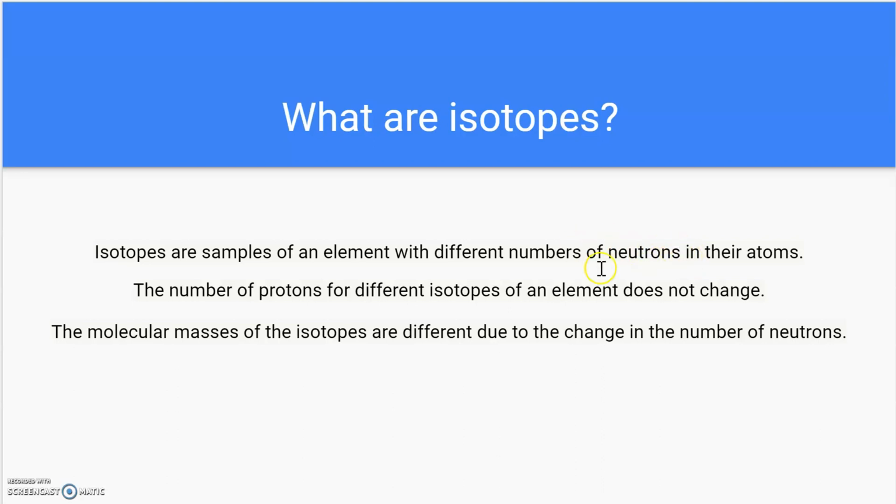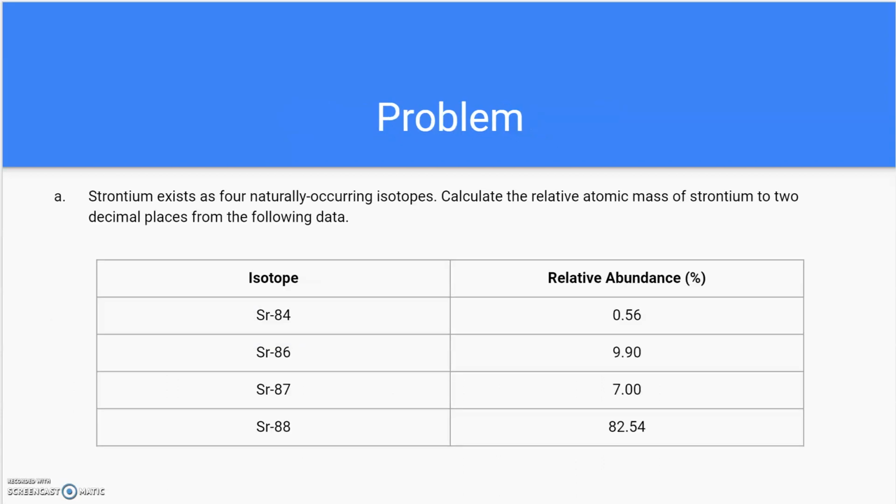This change in the number of neutrons causes the molecular masses of the isotopes of an element to be different. But the number of protons is never changing. It's always the number of neutrons that changes, and that causes that change in the molecular mass of the isotopes of the element. So here we have the problem.